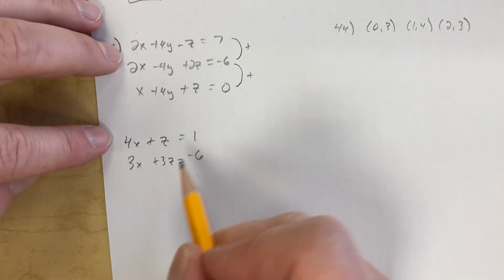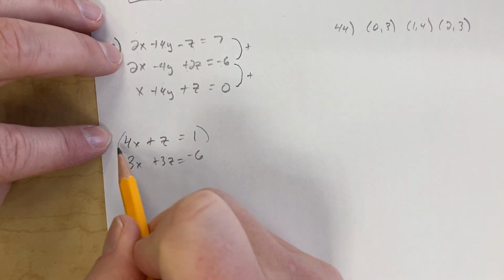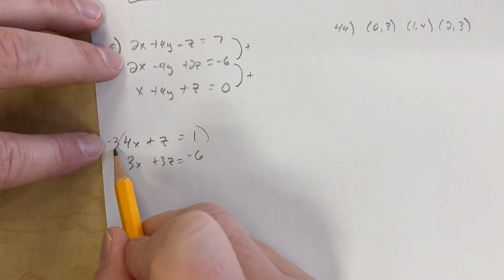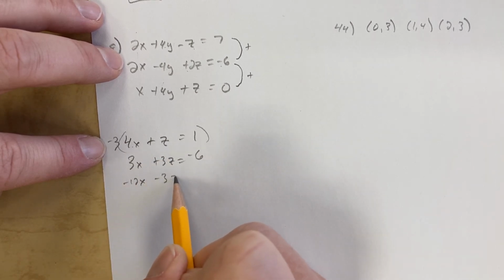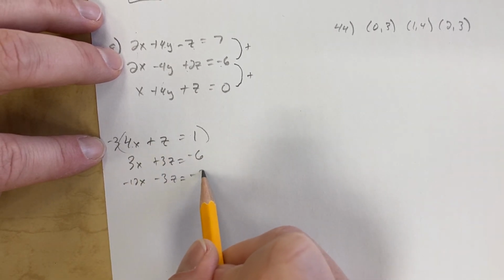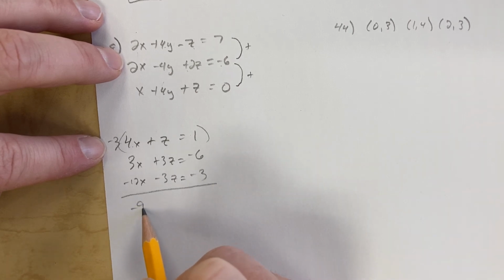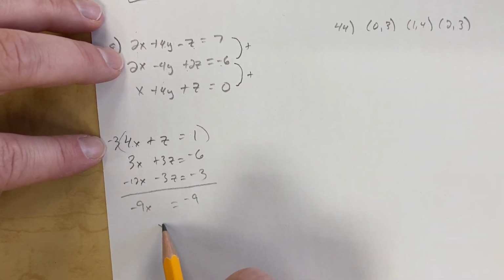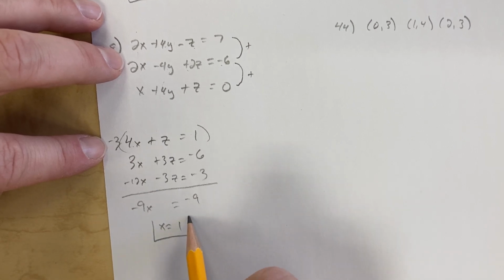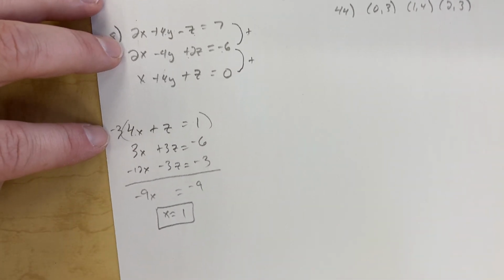Now our goal is to try to get something to cancel, and probably the easiest way to do that is to multiply the top by negative 3. We get negative 12x, negative 3z equals negative 3. All right, put it together, get negative 9x, this goes away, and this is negative 9. That gives us x equal to 1. Okay.